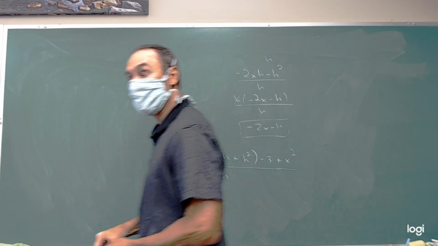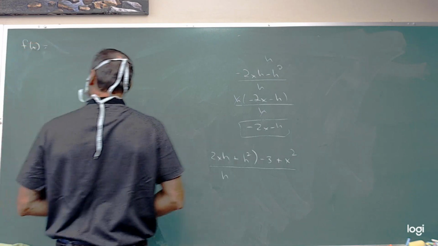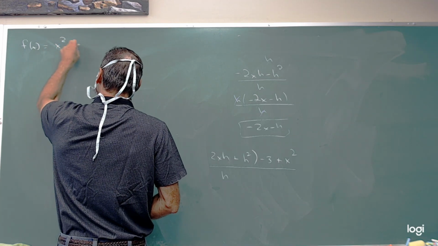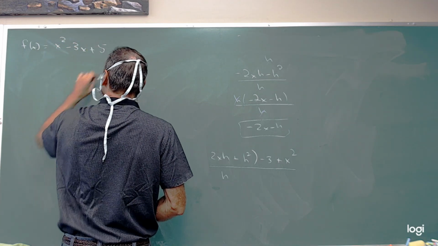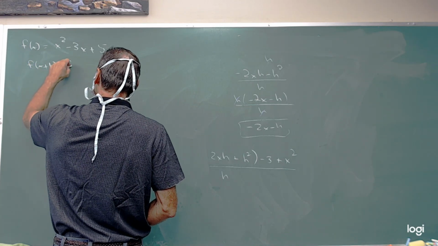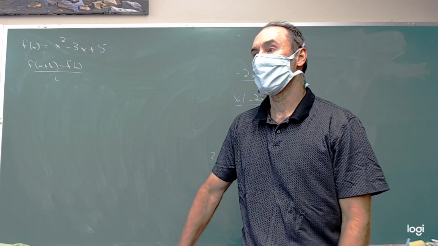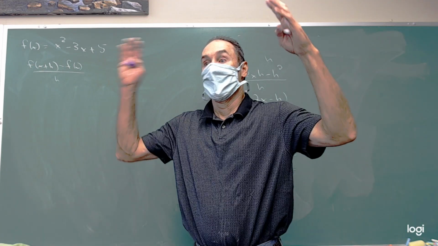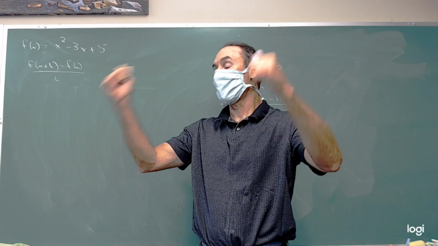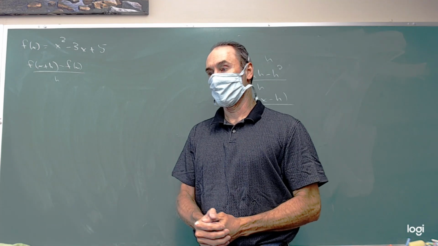Everybody's touching their nose. So let's change the function to make it even harder. Maybe. Let's go x squared minus 3x plus 5. And we are going to find the average rate of change, which is going to be our difference quotient, f of x plus h minus f of x all over h. Whoever has a pen or marker that wasn't the last up at the board is now up at the board doing this. Go, go, go, go.